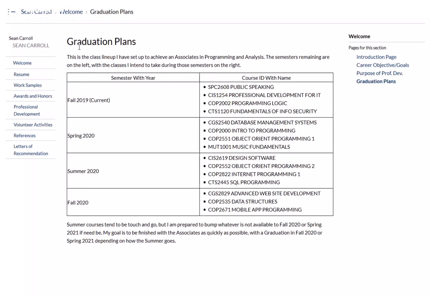So these are my graduation plans. You can see over here on the left, these are my semesters, and then over here on the right, these are the classes I'll be taking during those semesters. And down here at the bottom, I even have a little contingency plan just in case something goes wrong. It's always best to be prepared, right? Well, I'm sure you'll see this again in my resume.